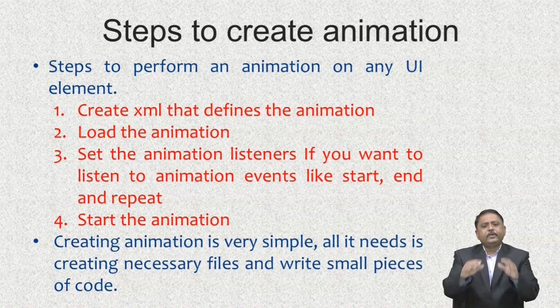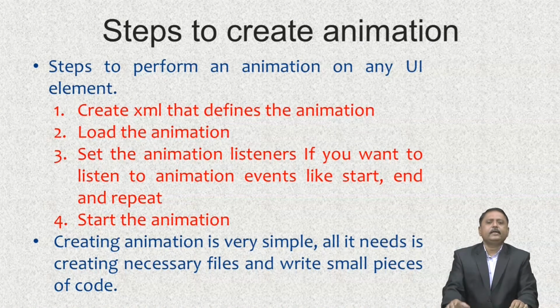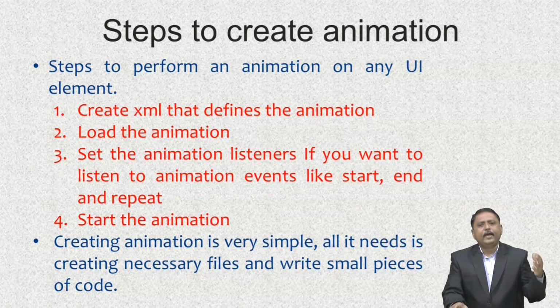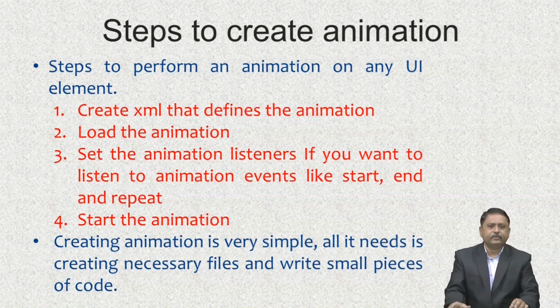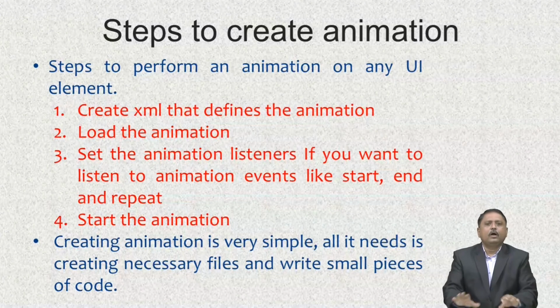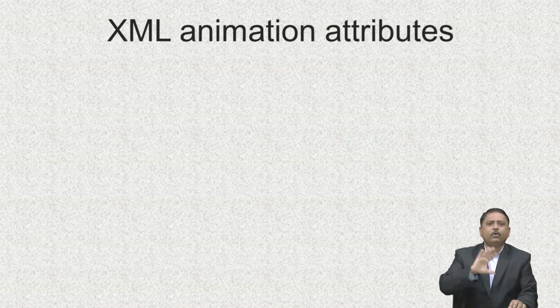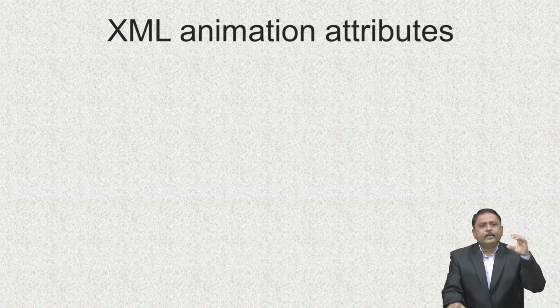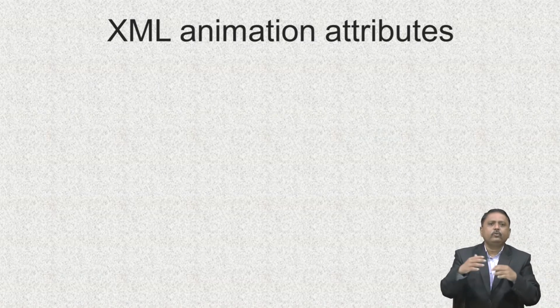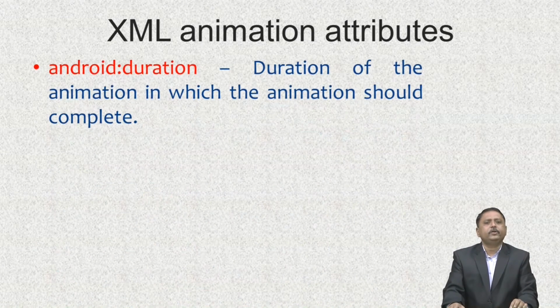So, these are the basic 4 steps that are involved in creating animation. Now, creating animation is very simple. All it needs is creating the necessary files, that is XML files, and you have to write 2 lines, a very small piece of code, to load and start the animation. So, I hope you are now clear how to create animation, or the broad steps for creating animations. Inside the XML file, we specify some attributes to actually create animation. Now, let us look at those XML animation attributes.